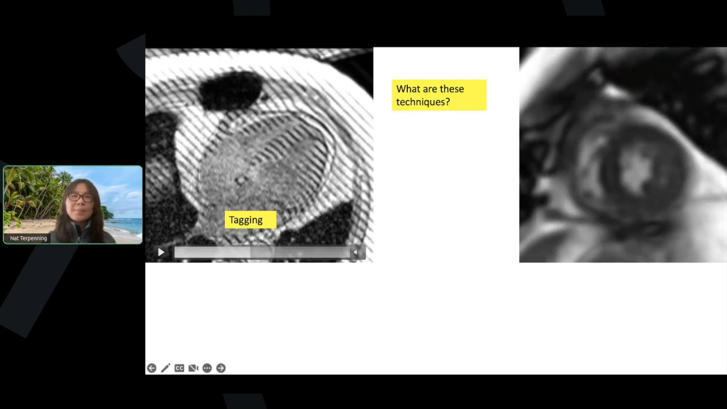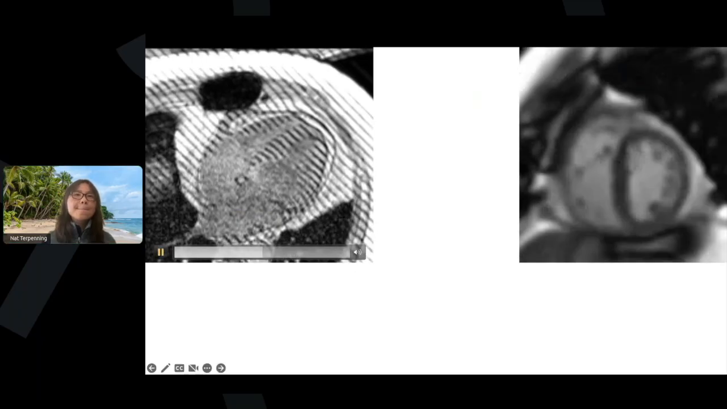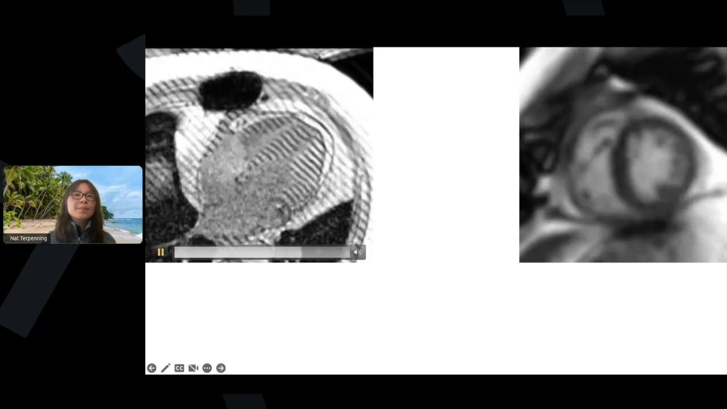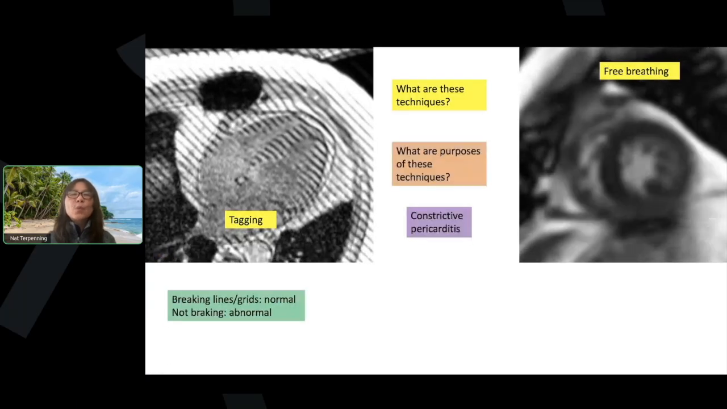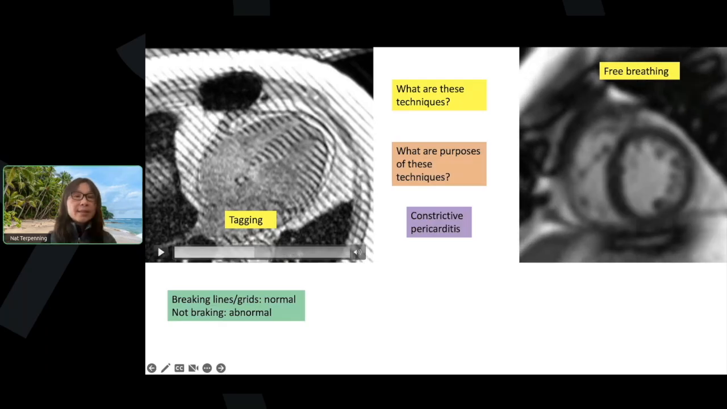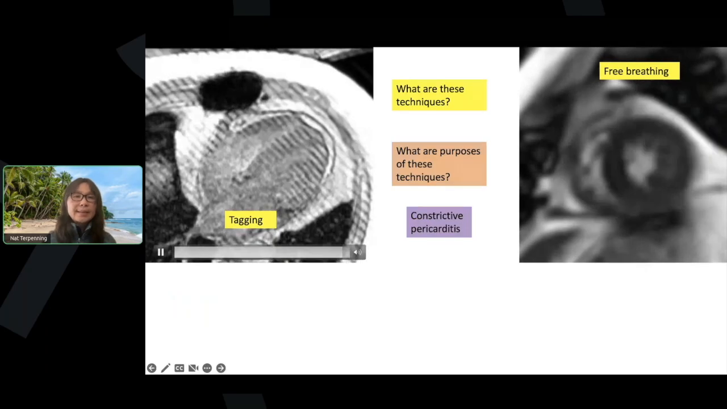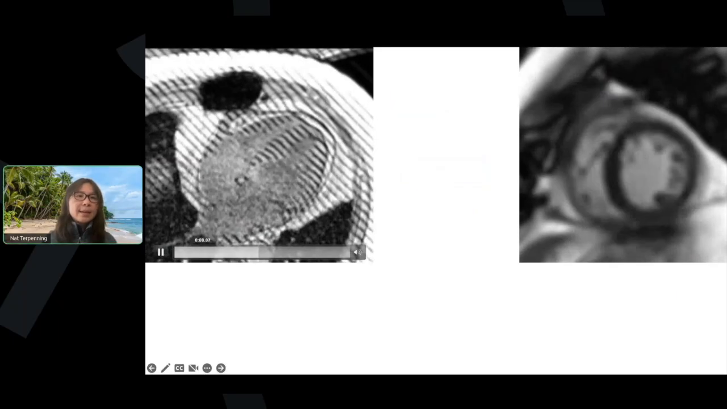Okay, I'm going to come back here. Look at my tagging. So what we are looking for here is constrictive pericarditis. The patient has a history of pericarditis before, and that's why we are doing this. Okay, look at this with me.